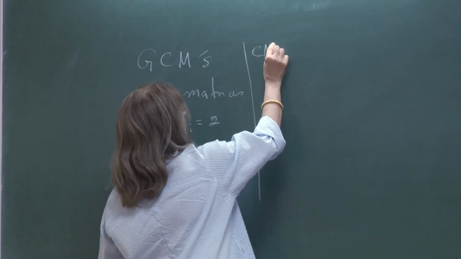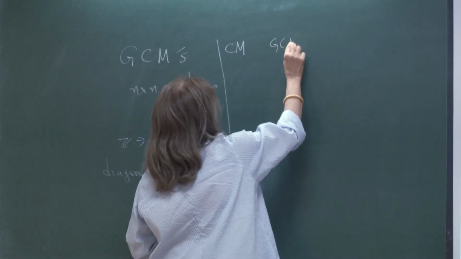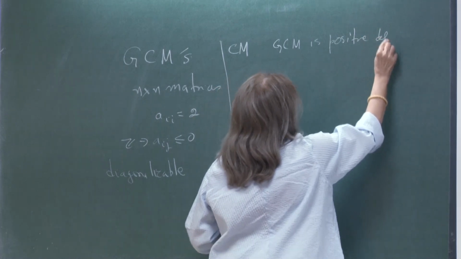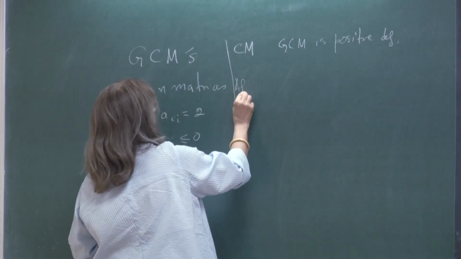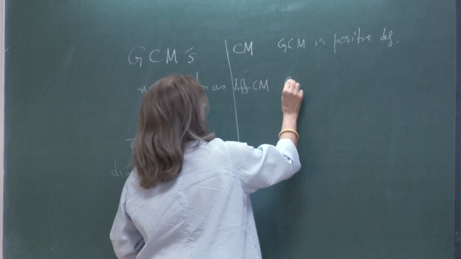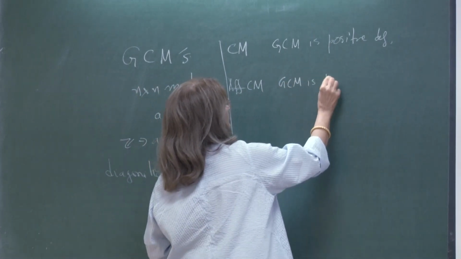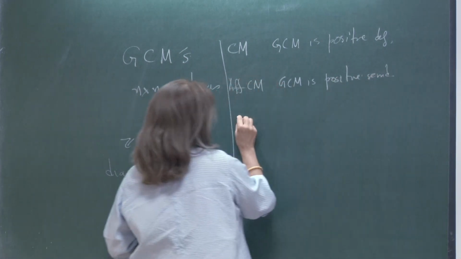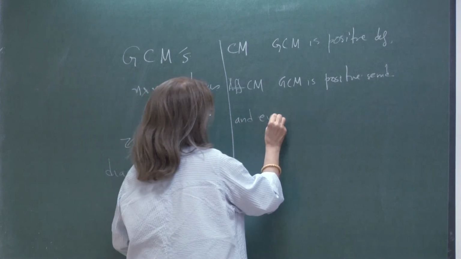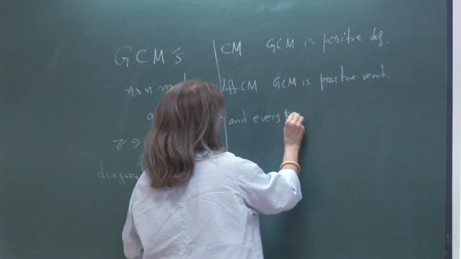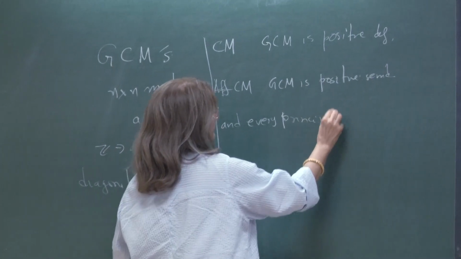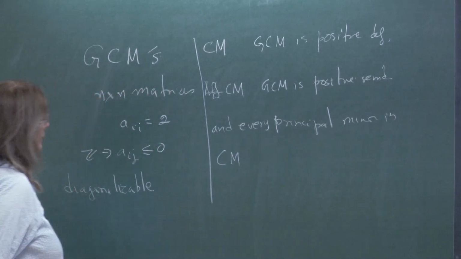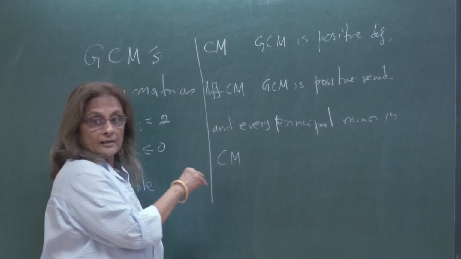One was a Cartan matrix, in which case the GCM is positive definite. And then the next was the affine Cartan matrix. Here the GCM is positive semi-definite. And every proper principal minor is of Cartan matrix type. And then the type of Cartan matrix can vary.